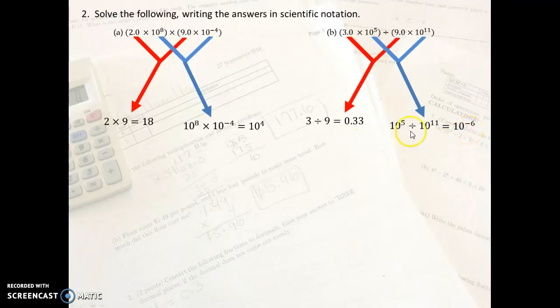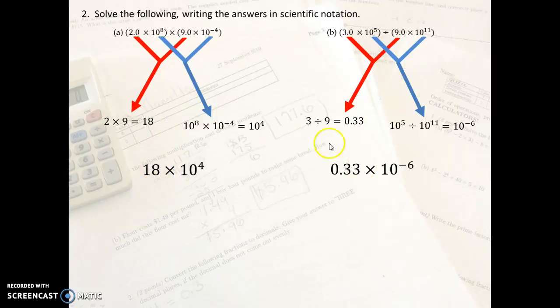Wait, a divide and you're minusing? Remember, that's because it's the exponents. The numbers behave quote-unquote normal. Exponents got this weird rule coming out. So if we put all this together for part A, we'd get this. If we put it together for part B, we'd get that.